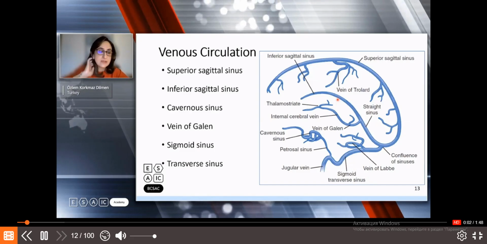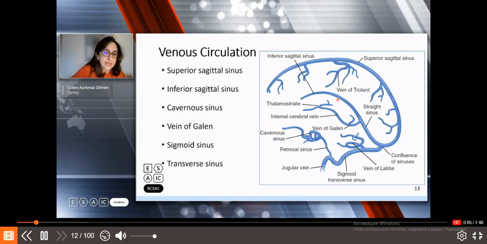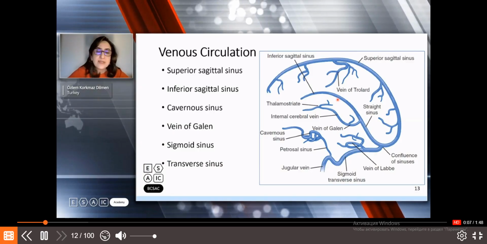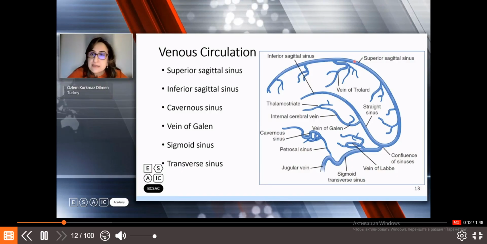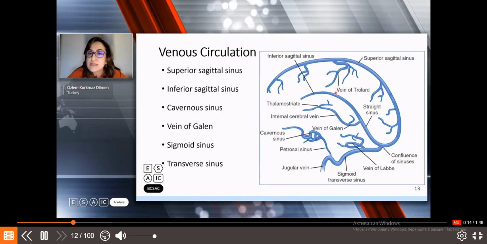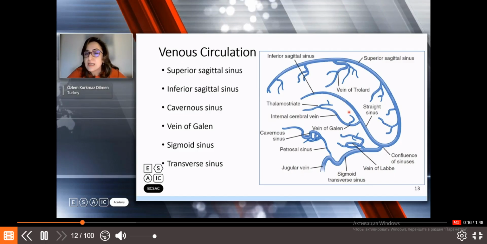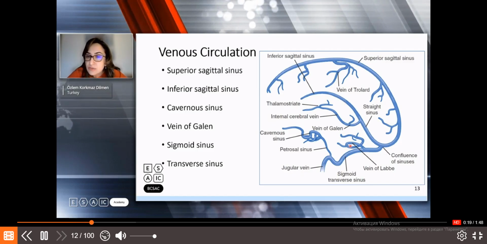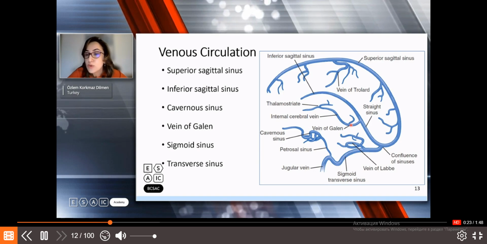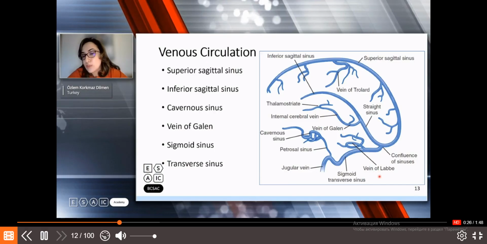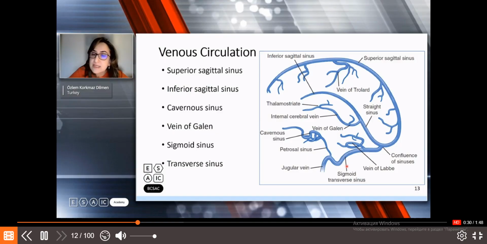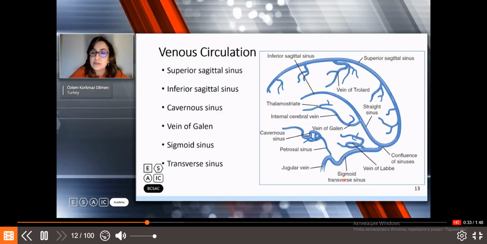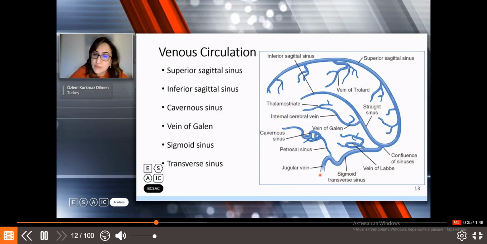Let's look at the venous circulation of the brain. Venous circulation is provided by the sinuses: this is the superior sagittal sinus, and this is the inferior sagittal sinus. For the deep structures of the brain, venous drainage is provided by the vein of Labbe, and the outflow comes to the sigmoid and transverse sinuses and then goes to the jugular vein.